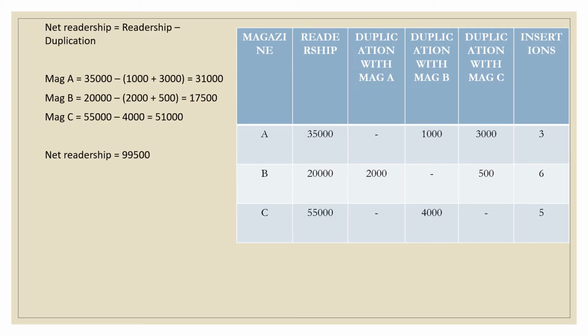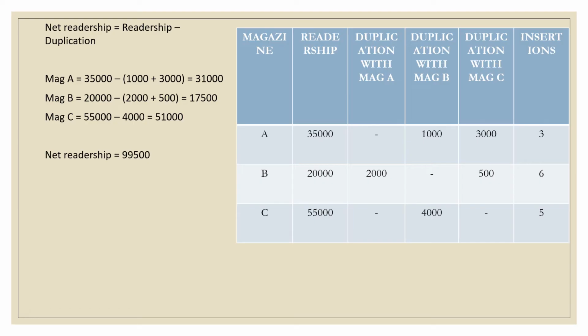Now that we have all the data in our columns, the first thing we are looking for is net readership. The formula for net readership is readership minus duplication. As we can see in magazine A, our readership is 35,000. So we put it down, minus. Now in our duplication, we have two numbers here. So we add those two numbers. Here we have 1,000 with magazine B and 3,000 with magazine C. When we add that, we get 4,000. Therefore, 35,000 minus 4,000 equals 31,000 for magazine A.